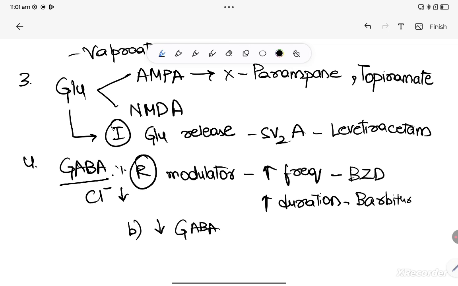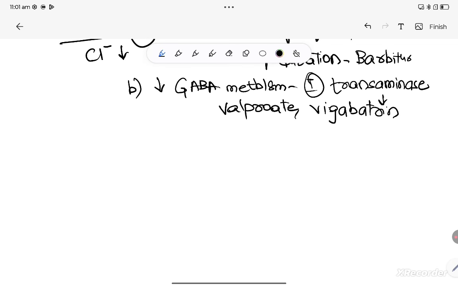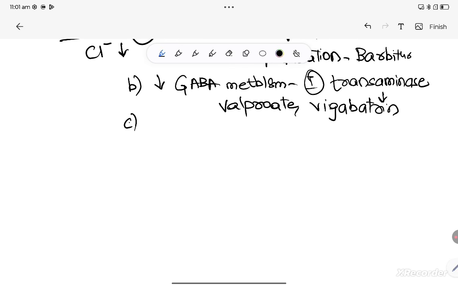Then comes our second one, drugs that reduce GABA metabolism. GABA is primarily metabolized by transaminase. So drugs that inhibit the transaminase enzyme include valproate as well as vigabatrin. These two drugs inhibit GABA transaminase, so they inhibit GABA metabolism, so that GABA is present for a longer duration, my inhibitory neurotransmitter is present for a longer duration.